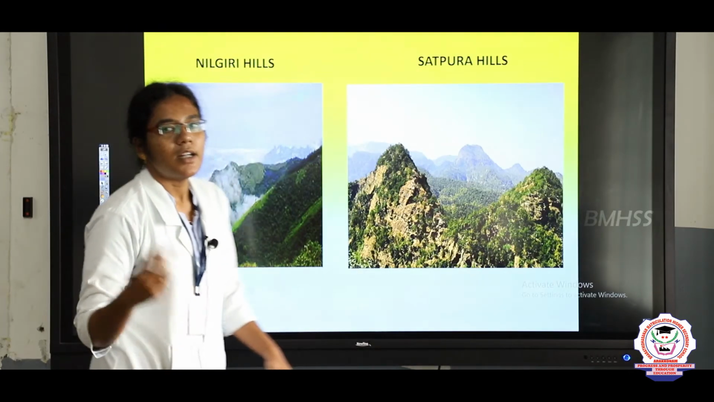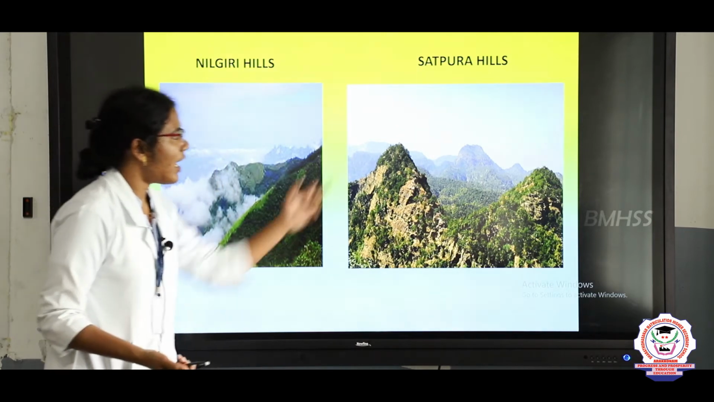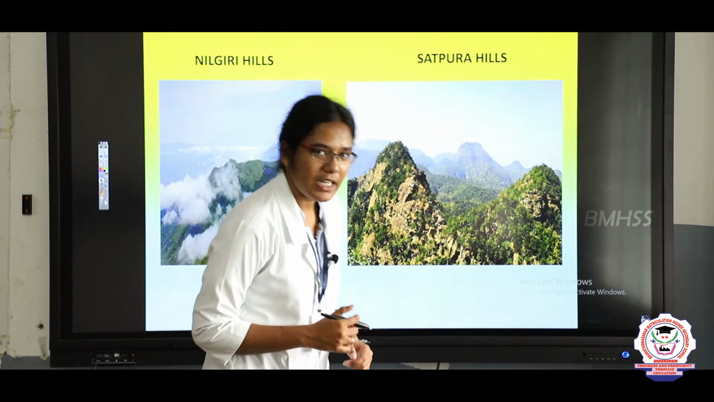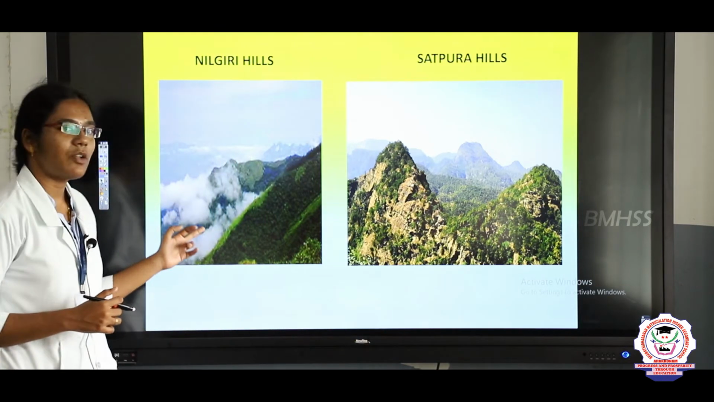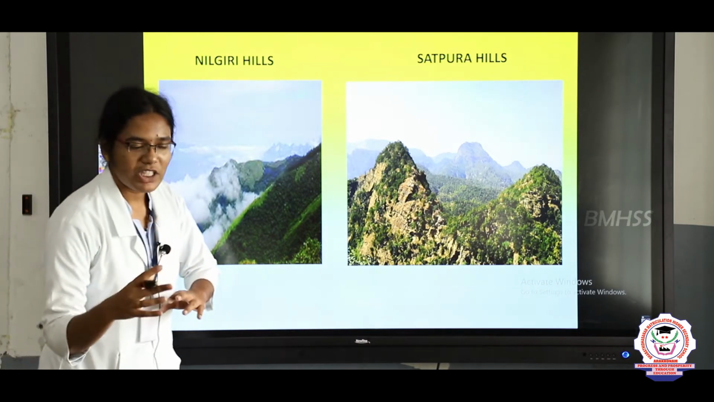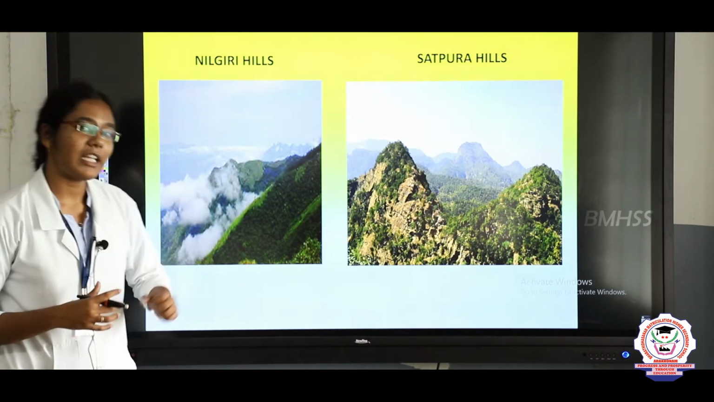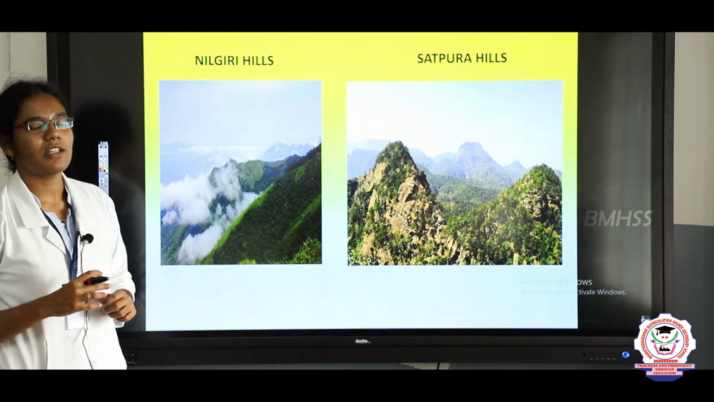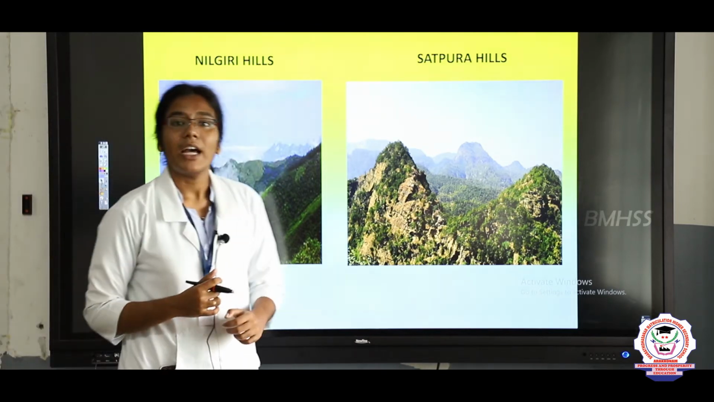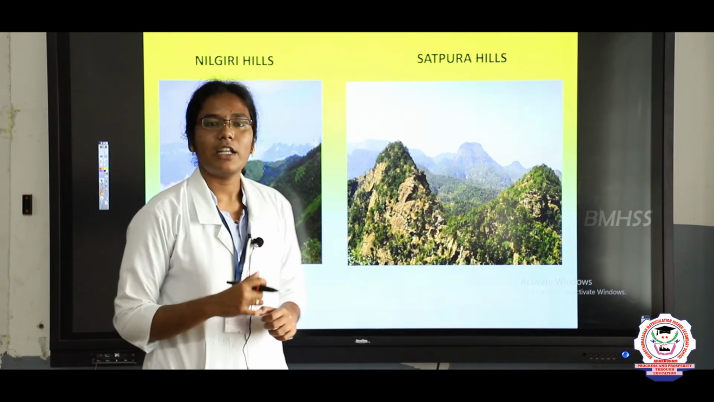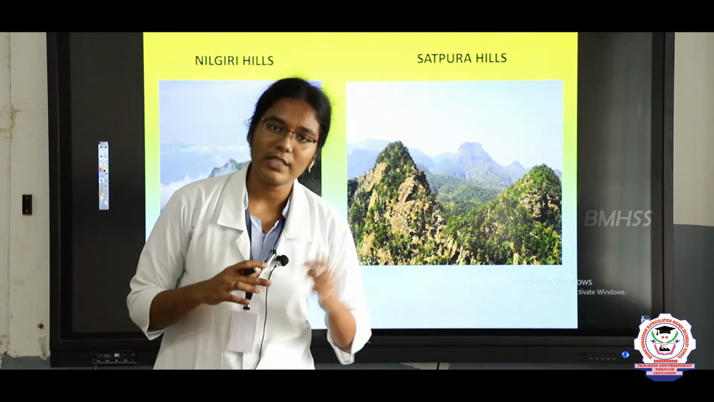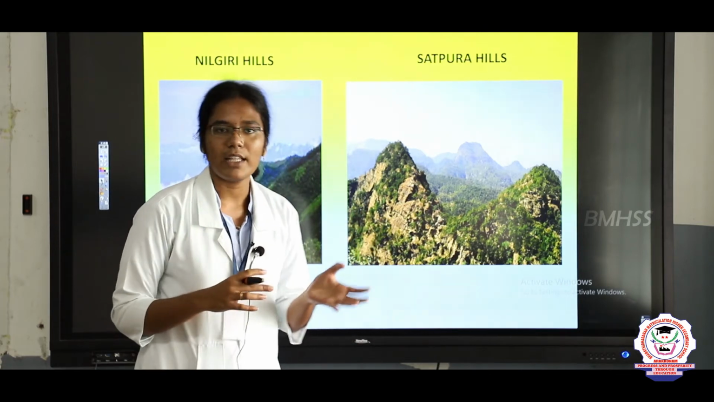Then Nilagiri Hills and Satpura Hills. Satpura Hills are located in central India and Nilagiri Hills are located in South India. The queen of Nilagiri Hills is Ooty. What is the difference between hills and a mountain? Hills are not as high as the height of a mountain. This is the small difference between mountains and hills.